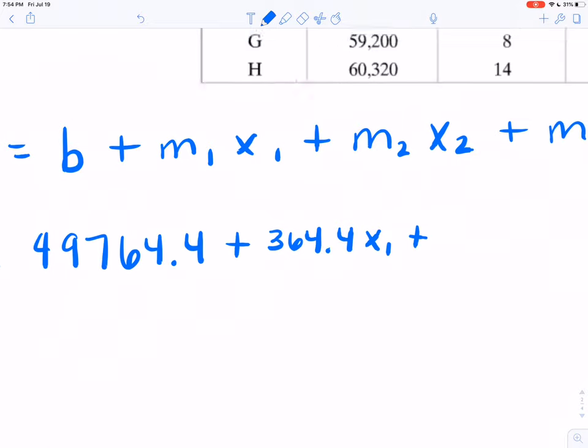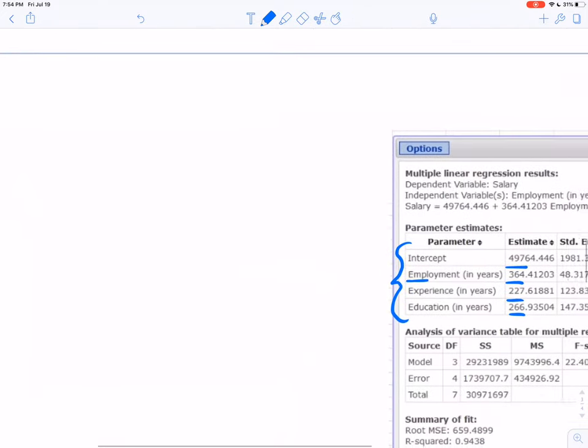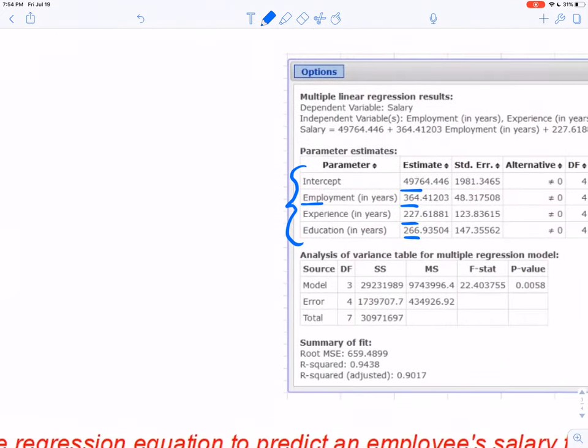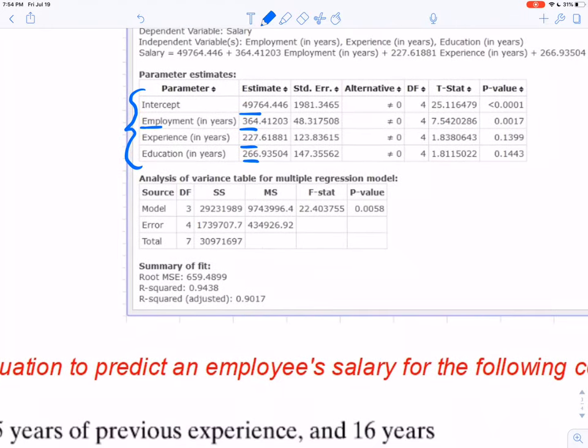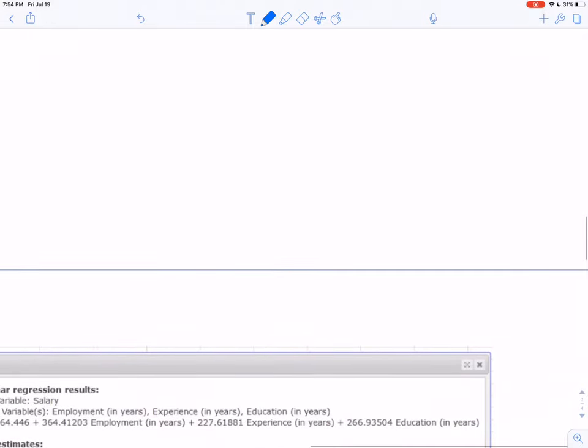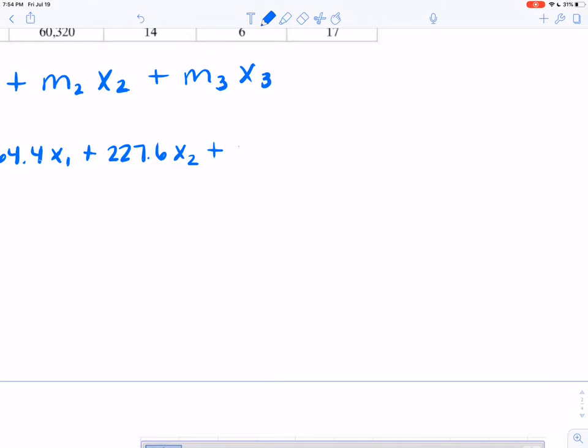Now I'm going to do the same thing for each of the other independent variables, the experience and the education. So for experience, I have a slope of 227.6. So 227.6, that's going to be the coefficient of x2. And then lastly, the years of education, 266.9. So 266.9 will be my coefficient of x3.